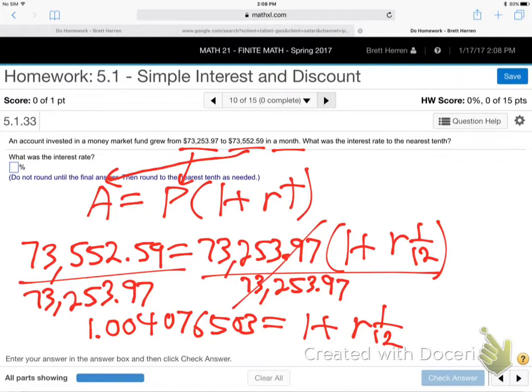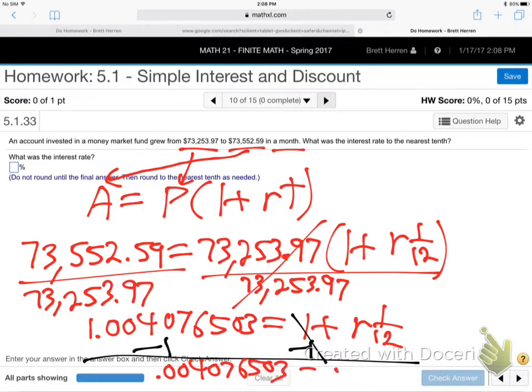What should I do next? I would just subtract that 1. Yeah, just subtract that 1 from both sides. And we get 0.004076503. Like I said, it's probably overkill. Equals r times a 12th.